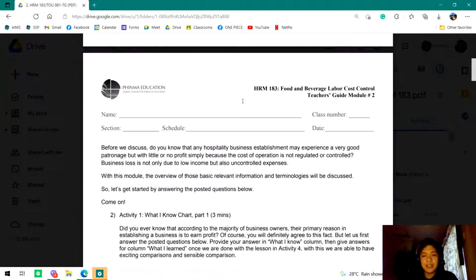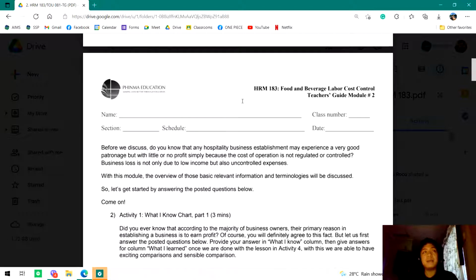Hindi mo pwede sabihin na, okay, bumili ako ng simpleng laruan for 50 pesos, binenta ko yung laruan na yun for 75, kumita na ako ng 25. No, it's not as simple as that. Every kind of expense that you have did to acquire that particular item, it should be deducted as cost.